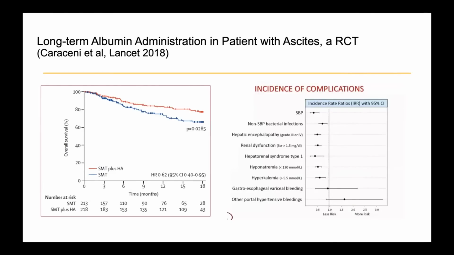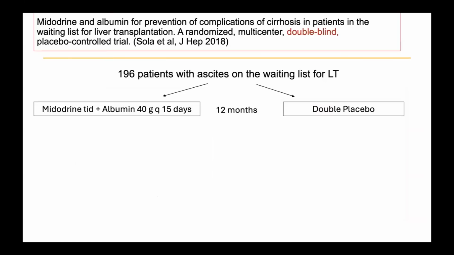Not only better survival, but in the trial, they almost hit all potential endpoints: less SBP, less infections, less hepatic encephalopathy, less renal dysfunction. The only thing that was not different was bleeding. So very important study. Obviously, this will be, again, a huge use of resources. So I think before it's not giving a pill, it's bringing the patients every week for an albumin infusion. So we need more evidence before implementing this.